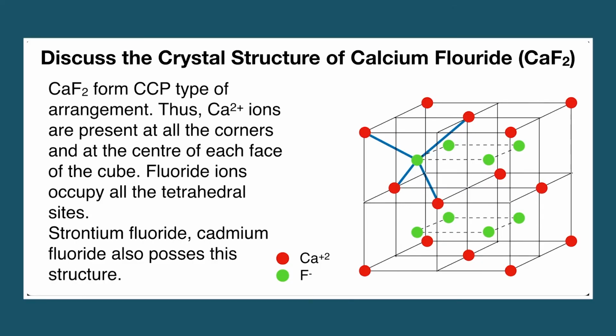And we can see in this arrangement each F minus ion is surrounded by 4 Ca2 plus ions, whereas each Ca2 plus ion is surrounded by 8 F minus ions. Thus, the coordination number of Ca2 plus and F minus ions are 8:4. This structure is adopted by a large number of fluorides such as BaF2, SrF2, PbF2, CuF2, HgF2, etc.